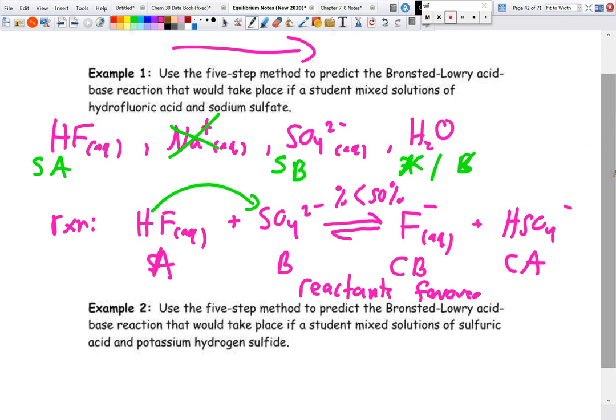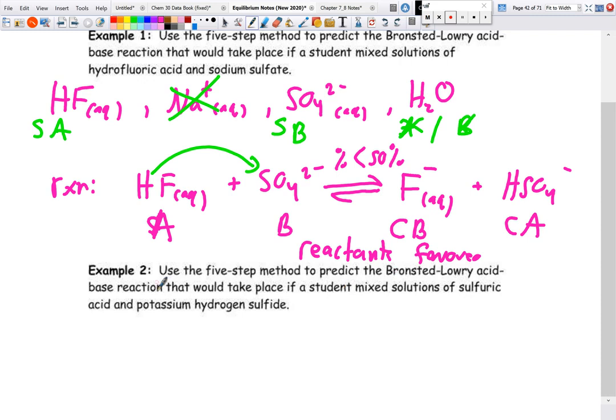Now our next one, I want you to try this one on your own. It says use the 5-step method to predict a Bronsted-Lowry acid-base reaction that would take place if a student mixed a solution of sulfuric acid and potassium hydrogen sulfide solution. Just be careful with this one, because sulfuric acid, remember, is one of our top 6. That means it is a strong acid. So see if you can do the 5-step method, and we'll have the answer up in 3 seconds. Pause the video and see if you can do this one on your own.